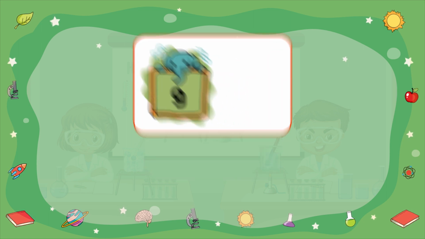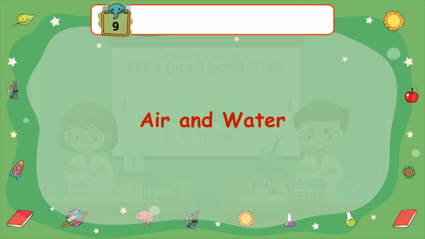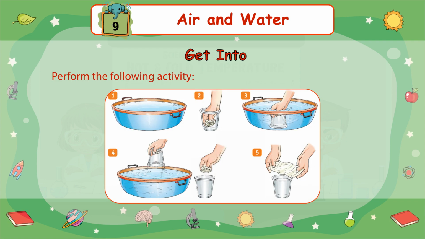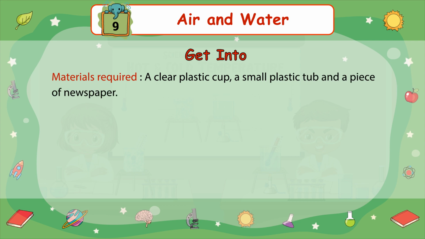Chapter 9. Air and Water. Get into action. Perform the following activity. Materials required: a clear plastic cup, a small plastic tub, and a piece of newspaper.